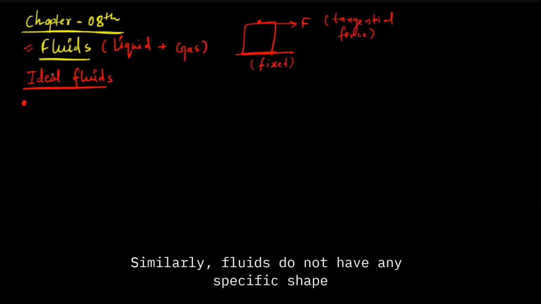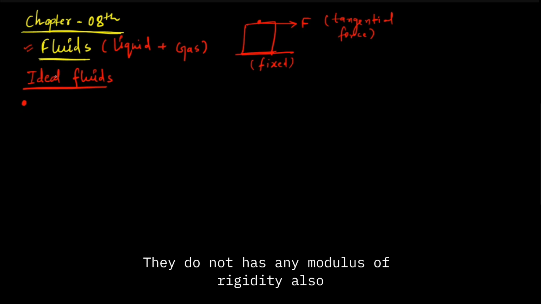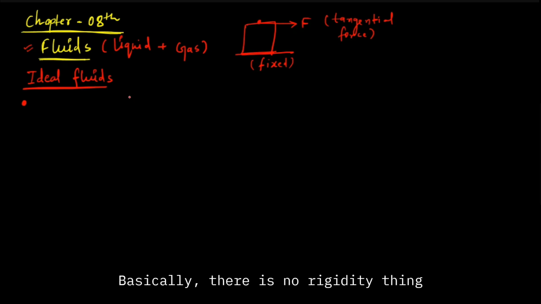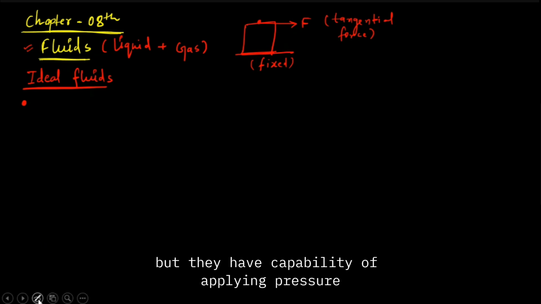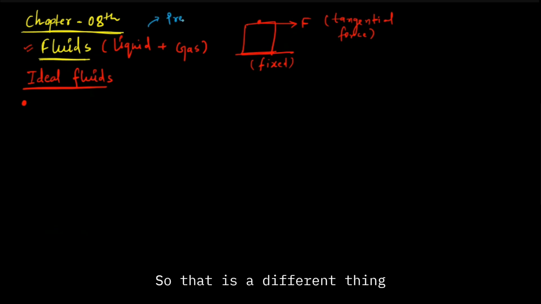Similarly, fluids do not have any specific shape. They do not have any modulus of rigidity either. Basically, there is no rigidity that comes in fluids, or you can say we do not use that word for fluids. Apart from this, fluids do not have the capability of applying forces, but they have the capability of applying pressure. That is a different thing which we will try to understand and see how we can calculate.